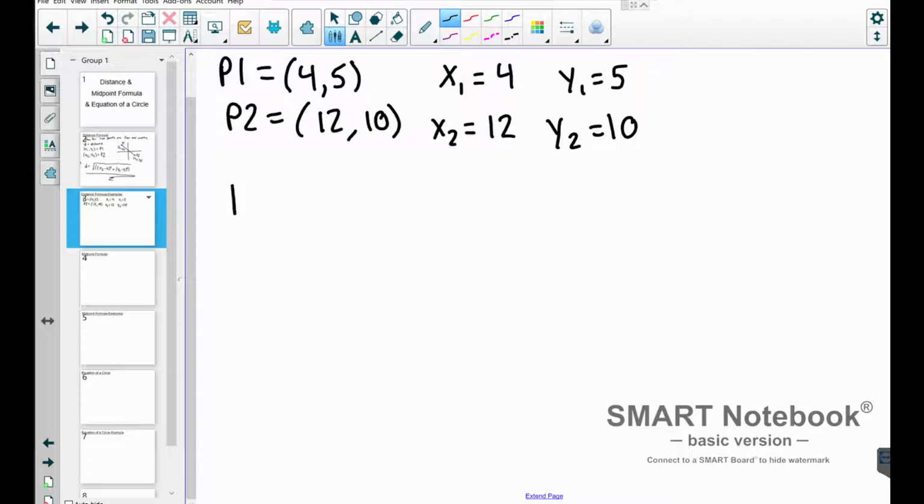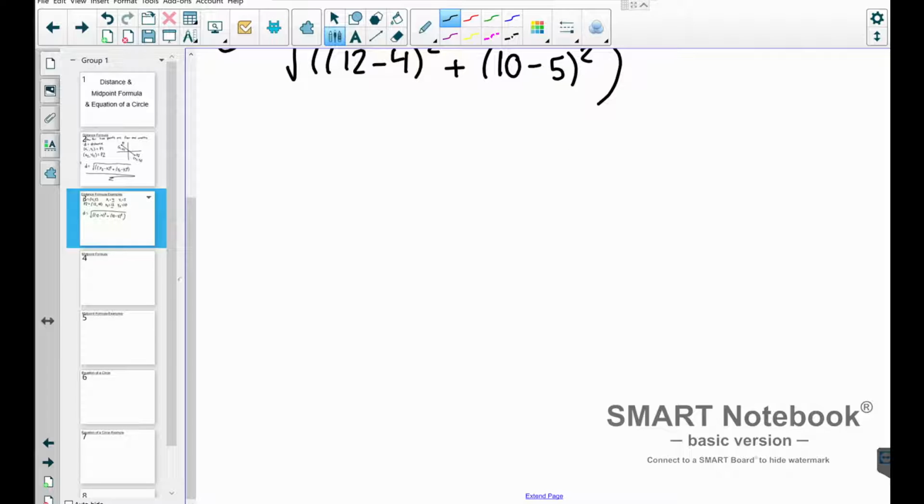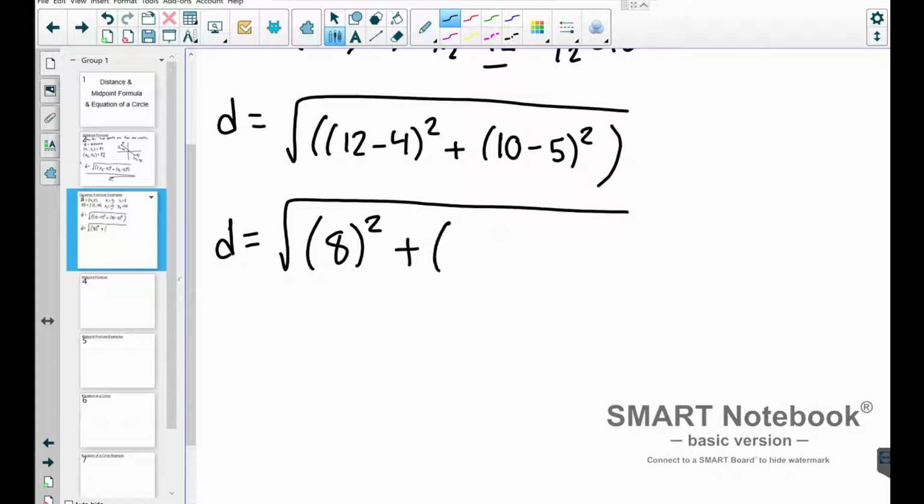So we say that D is equal to the square root of our x2, which in this case is 12, minus our x1, which is 4, squared, plus our y2, which is 10, minus our y1, which is 5, squared. And then we just start simplifying this. One thing we can do is we can say, well, D equals the square root of 12 minus 4, that's just 8. So we have 8 squared, plus 10 minus 5, that is 5. So we have 5 squared.